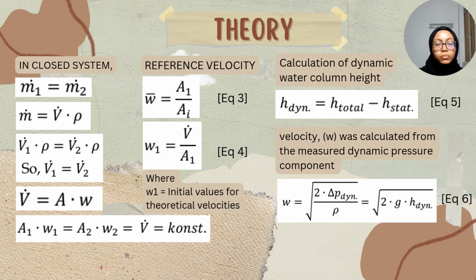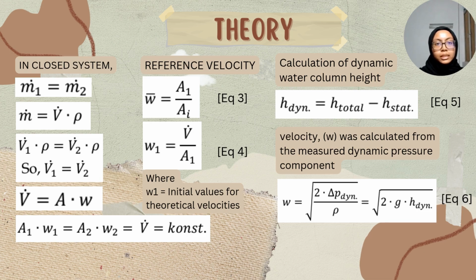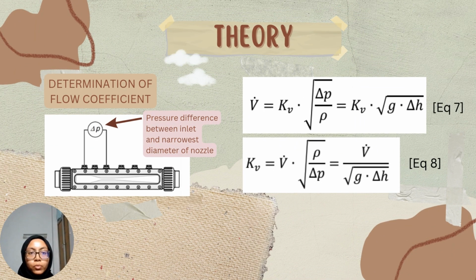For equation 5, h total minus the h of static head, we will get the value of dynamic water column head. Then from the value of h dynamic, we will proceed to find the experimental velocity in equation 6. In order to determine the flow coefficient, which is Kv, we need to know which variable correlates with the value of flow coefficient. In equation 7, it is shown that volumetric flow rate has relation with it. To proceed with the calculation, we need to rearrange the equation so that Kv will be the only variable at the left side. Then we will get equation 8 to find the flow coefficient.